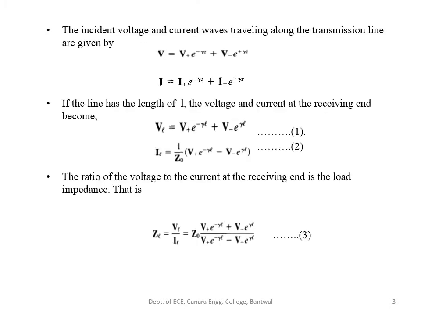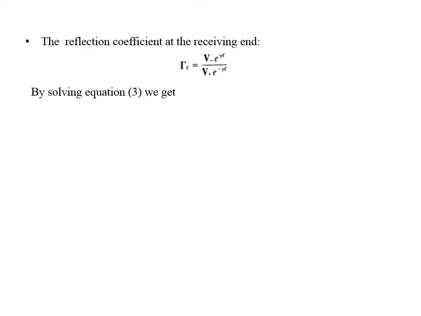The incident voltage and current waves traveling along the transmission line are given by the following two equations. If the line has the length of L, the voltage and current at the receiving end become as per equations 1 and 2 respectively. The ratio of the voltage to the current at the receiving end is the load impedance that is given in equation 3. The reflection coefficient at the receiving end is the ratio of the reflected voltage to the incident voltage. By solving equation 3, we will get the reflection coefficient at the receiving end in terms of impedances.